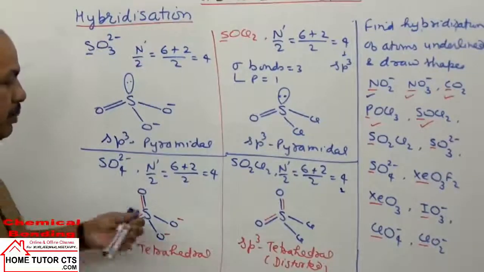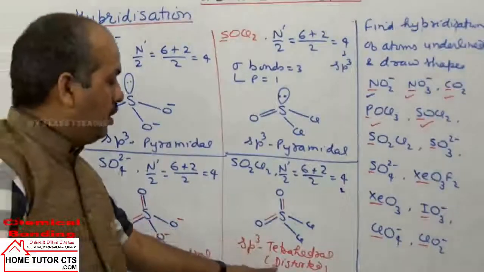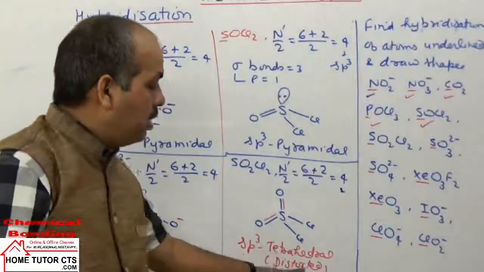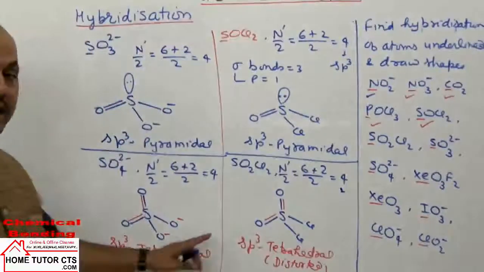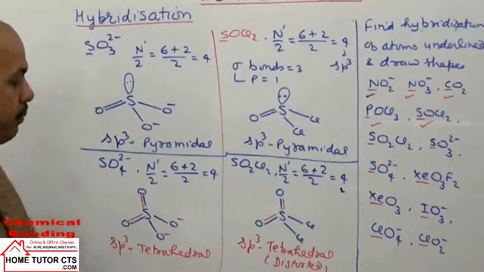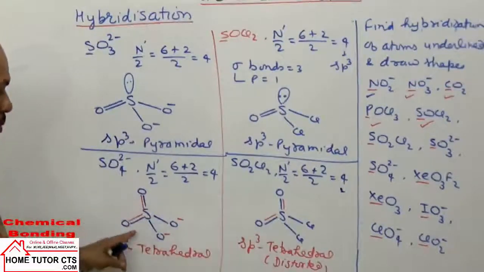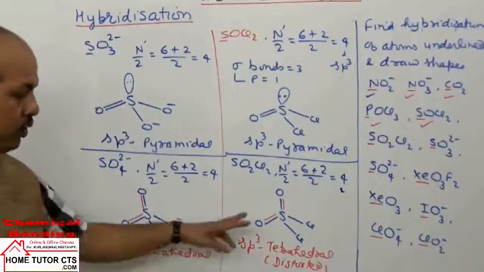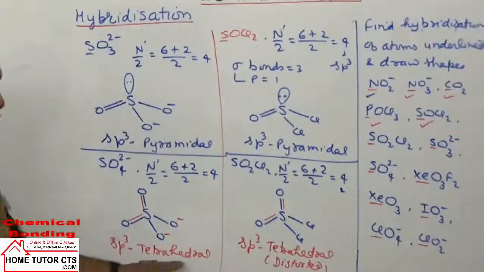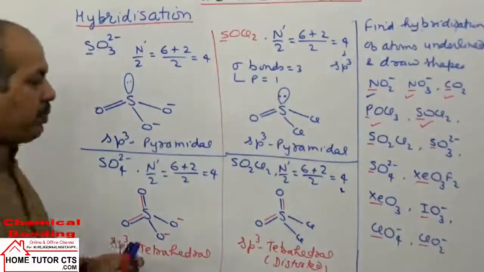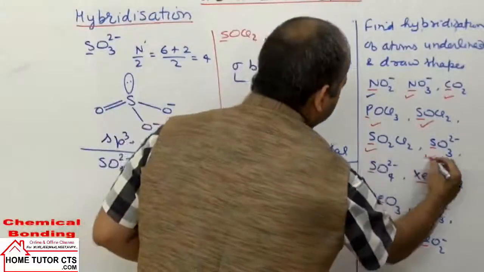So we can write the shape as tetrahedral distorted, but here it is tetrahedral only, not distorted, because here by the phenomenon of resonance, all the bonds become identical, equivalent. All the bonds will have the same bond order, but not here. So I hope it is clear. So we have done up to here. सल्फेट तक हमारा हो गया पूरा.